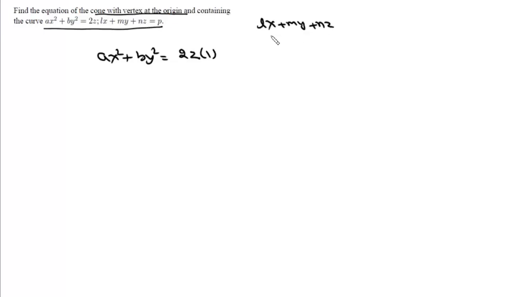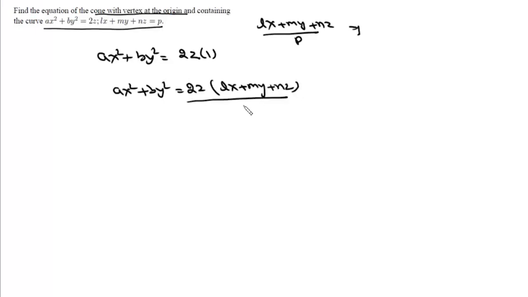Now here the question is, find the equation of a cone with vertex at origin and containing these two curves. Now here what we need to do is we just need to make this curve homogeneous, and it will be given by ax square plus by square, and this is 2z, and we'll multiply it with this 1, and we'll get this one from (lx plus my plus nz)/p equals 1. So this equation will be ax square plus by square plus 2z times (lx plus my plus nz)/p, and this is the equation of the required cone.